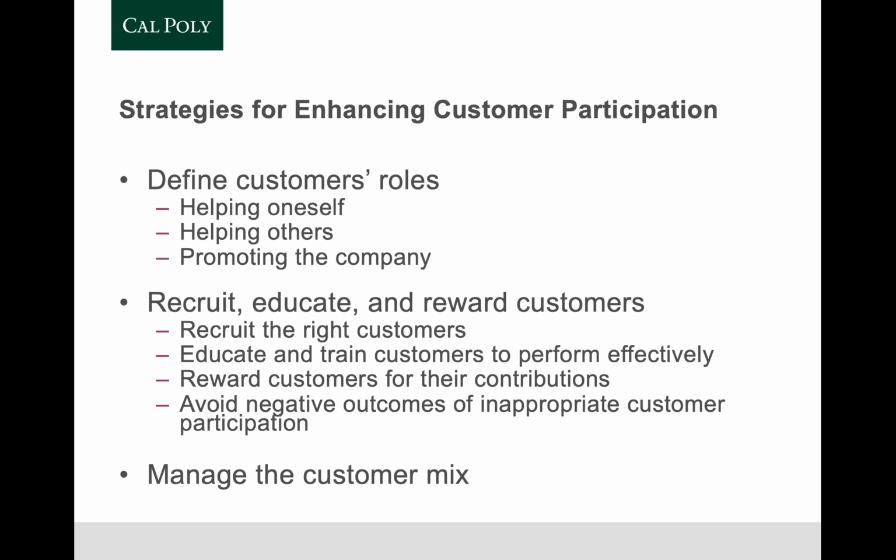That's what we need. Educate, train those customers, how they have to do the job effectively, whatever their role is, and reward them for their contributions. Maybe it's even loyalty points, or it's giving you a stamp each time you come in to give you a free item, whatever it is, the next time back. And avoid negative outcomes of inappropriate customer participation. So, make sure that we don't have people who aren't sure what they're going to do and end up complaining in front of others. And then again, like I said before in the Shangri-La example, managing that customer mix, making sure that you've got the right people not interacting with people who will be conflicting in their interest.